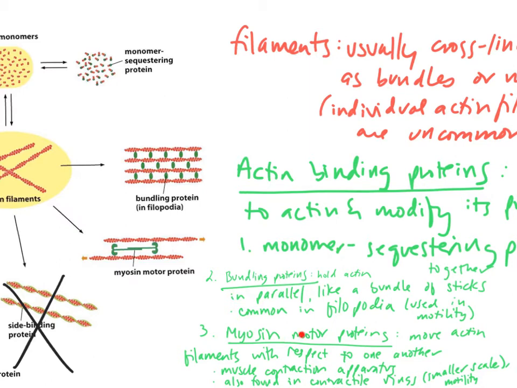Myosin motor proteins are going to move actin filaments with respect to one another. So one actin filament gets moved one way, and the other actin filament gets moved the opposite way. This is part of the muscle contraction apparatus, as is drawn here. Myosin motor proteins are also found in other sorts of contraction events, including in contractile rings, which are involved in cytokinesis. This is at a smaller scale, though, than you would see in the muscle cells. And the myosin motor proteins can also be used in motility.